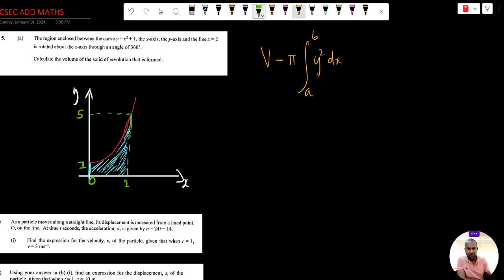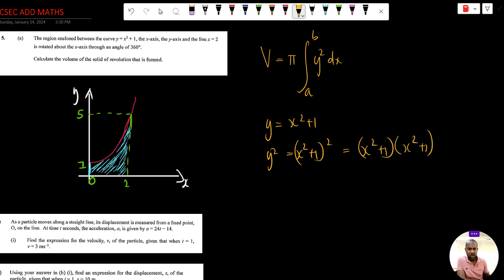Now, in this particular case, we have y equals x squared plus 1. But what we need to integrate is y squared. So we can basically say that y squared is equal to x squared plus 1 squared, which you can work out to give x squared plus 1 times x squared plus 1. And we expand our brackets and we simplify. So we're going to say x squared times x squared, x squared times 1, then 1 times x squared, then of course 1 times 1. And so this gives us x to the 4th plus x squared plus x squared plus 1, which gives us x to the 4th plus 2x squared plus 1.